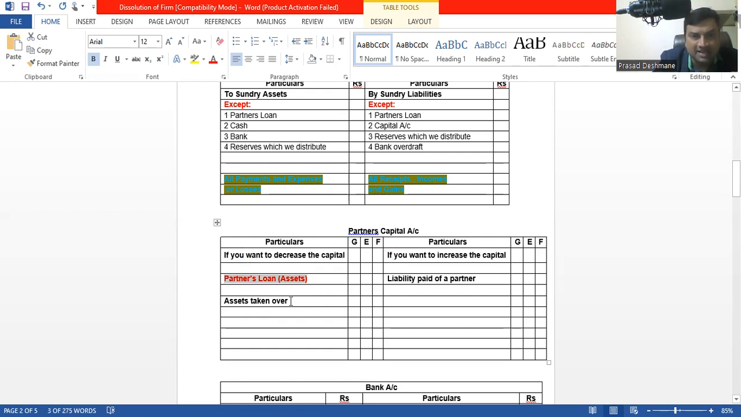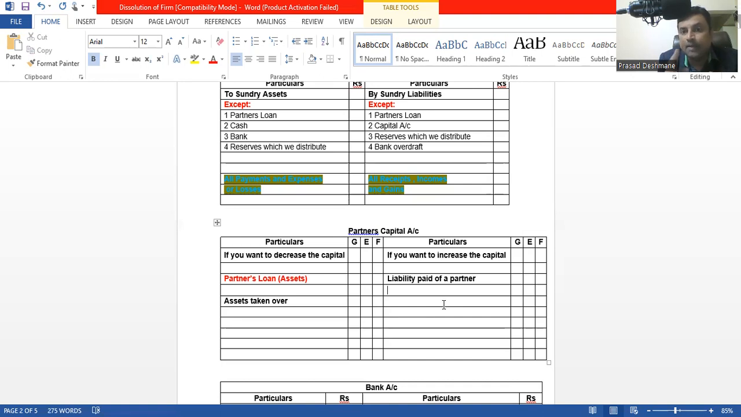Okay, and assets taken over by partner comes on the debit side. Liability paid off by the partner comes on the credit side. Okay, logically also, if you're thinking, assets taken over by partner means what? When partner is taking over one asset of the business, he owes to the business. So business will reduce his capital, right? They'll take out from his capital balance. That's why it's coming on the debit side. Because the rule of the capital account is what? If you want to decrease the capital, it comes on the debit side. So he's taking over the asset means what? He owes to business. So business will take out the money from his capital. That's what comes on the debit side logically.